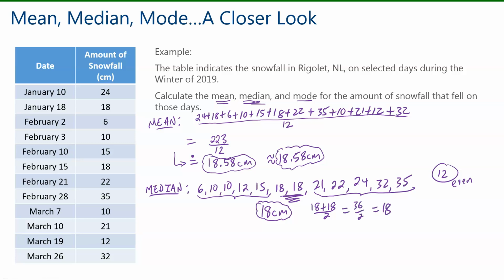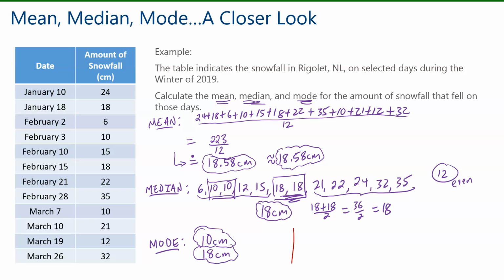And last but not least, our mode. If you recall, for the mode, we are looking for the piece of data that occurs the most. If I return to the list where I put the data values in order from least to greatest, I see that there are two 10s, there are two 18s, and those are the only data values that repeat themselves. What that implies then is we have two modes, 10 centimeters and 18 centimeters.